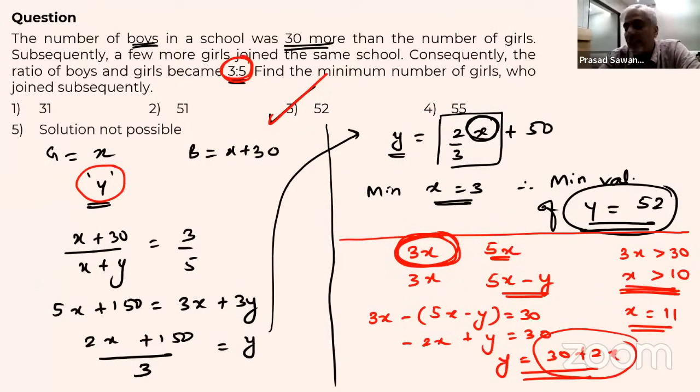So are both the methods clear? The minimum value for x had to be 11 because 3x had to be greater than 30. Yes, there can be some argument on why the number of girls initially cannot be 0. Because they've said a few more girls joined, which means there were some girls already. That language you have to understand: there was at least one girl earlier. Is it clear? Okay, going to the next question.